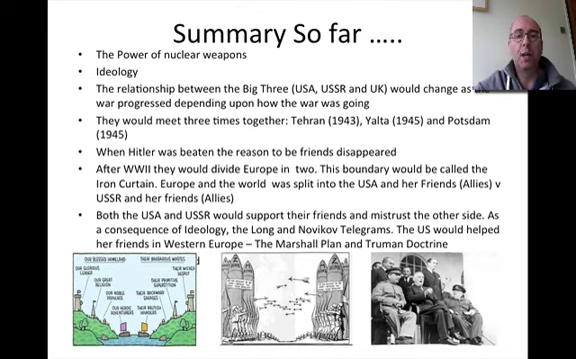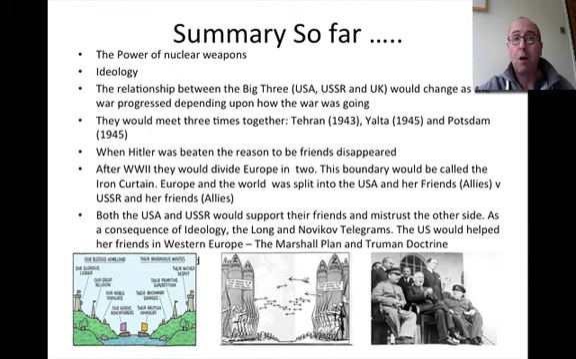We know that during the Second World War, the relationship between the big three countries involved would change as the war progressed, depending on how likely it was that the war was going to be won or lost. The three big countries would meet on three occasions, once at Tehran in 1943, which was very productive, again at Yalta, which was considerably less productive because Hitler's defeat was now almost certain, and then finally in 1945 they would meet in Berlin at Potsdam when Hitler had been defeated, and this would be the least successful of the meetings.